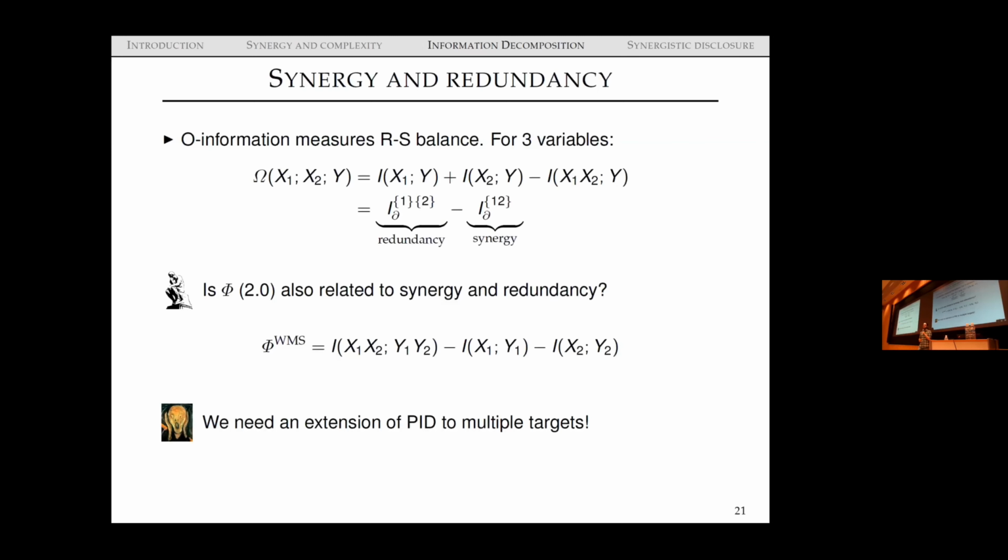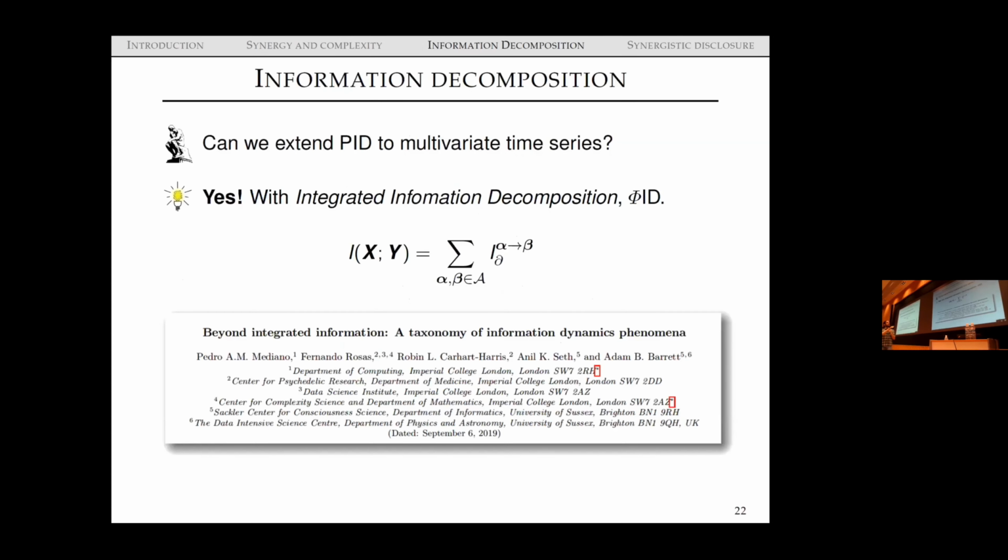We need an extension of PID to multiple targets. Because if you realize in here, all of the mutual informations have this y on the right side, and in here we have y1 and y2. So we need to do a bit more PID theory, which we did. And we came up with this thing called ΦID, or integrated information decomposition. Basically it means we can do the same information decomposition, but for multiple sources and multiple targets at the same time.